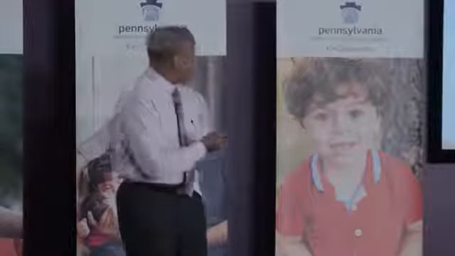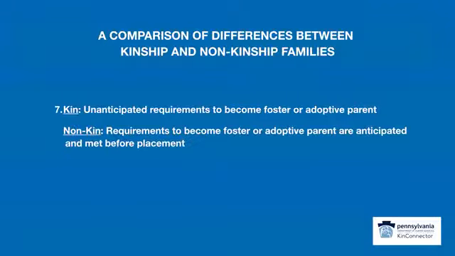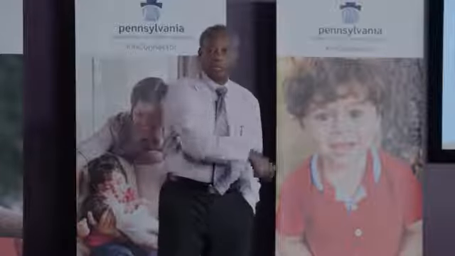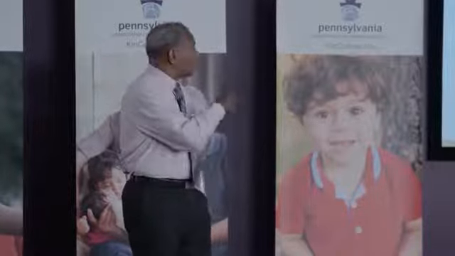How do we plan for it? Unanticipated requirements to become foster and adoptive parents. For foster and adoptive parents, they know what the requirements are before they become a foster or adoptive parent, and they have to meet the requirements before the child is placed. They have to be licensed. Adoptive parents have to have approval, okay? They have to have the certifications before the child is placed. For a relative caregiver, it's after the fact.